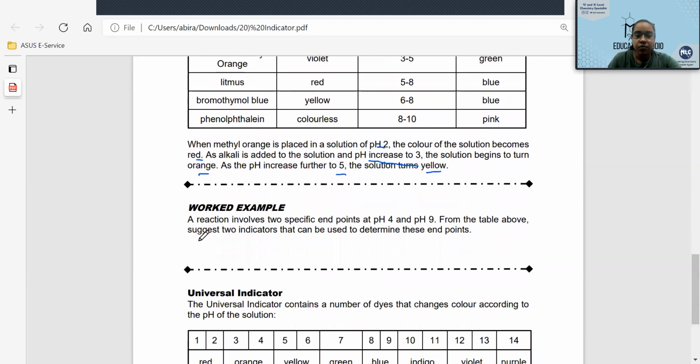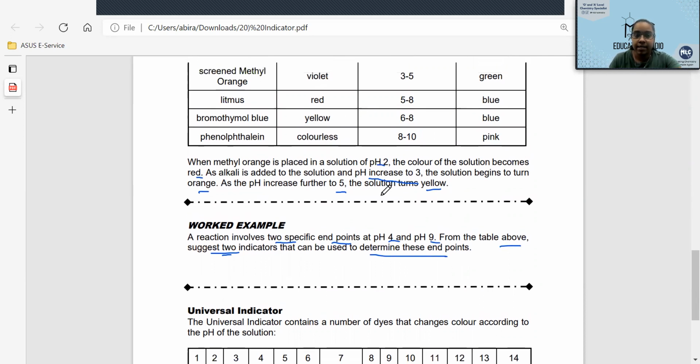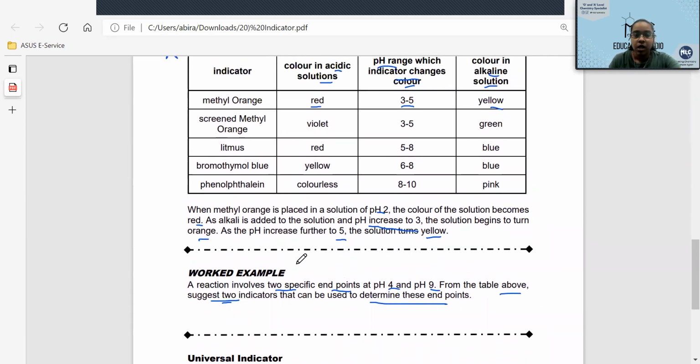So let's take a look at this worked example over here. It says a reaction involves two specific endpoints at pH 4 and pH 9. From the table above, suggest two indicators that can be used to determine these endpoints. So there are actually quite a number of examples, but we only have to use two. So let's look at pH 4 and pH 9.